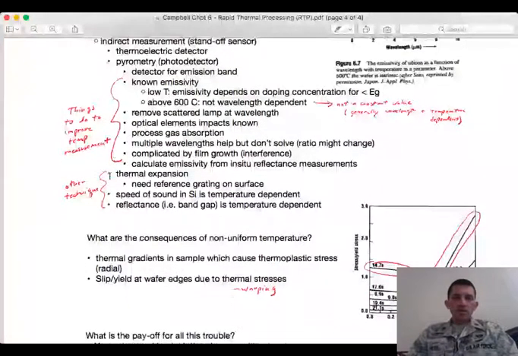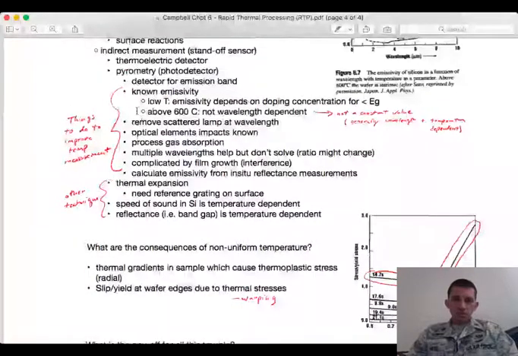But you might say, okay, well, I need an indirect measurement, but this is a lot of complications for a pyrometer, photodetector.